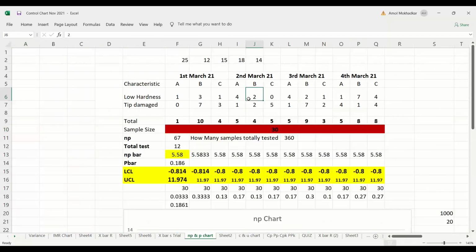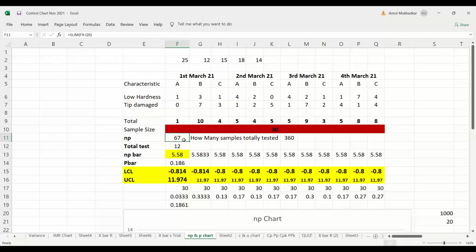First, let us calculate the P chart, NP chart, and then we will go to it. So every day you have taken this total number of defectives: 1, 10, 4, 5, 4, 5. These all are the defective pieces. And every day the sample size is the same, means every day you are checking 30 samples. So what is the NP?